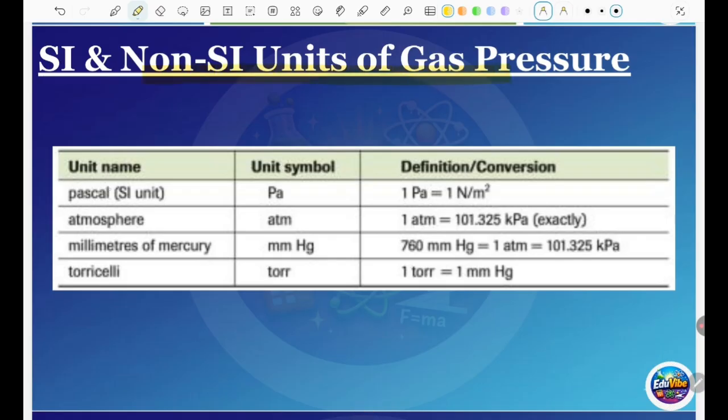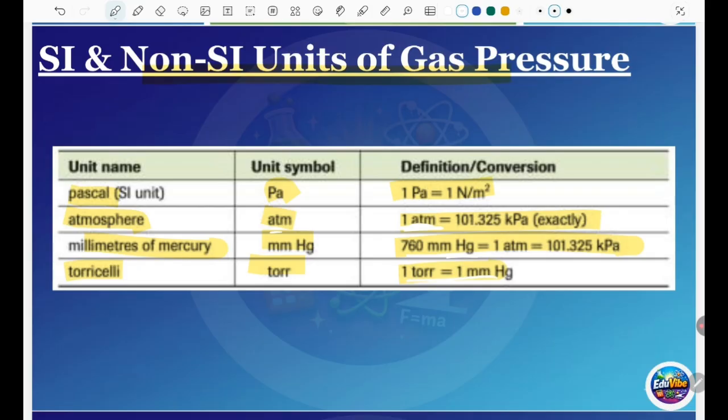As we're talking about the units, there are SI units and non-SI units of gas pressure. We have the pascal, which is the main SI unit for pressure, and we also have the atmosphere, millimeters of mercury, and the torr. These are the unit symbols, and 1 pascal is equal to 1 newton per square meter. Most of the time we use atm and mmHg.